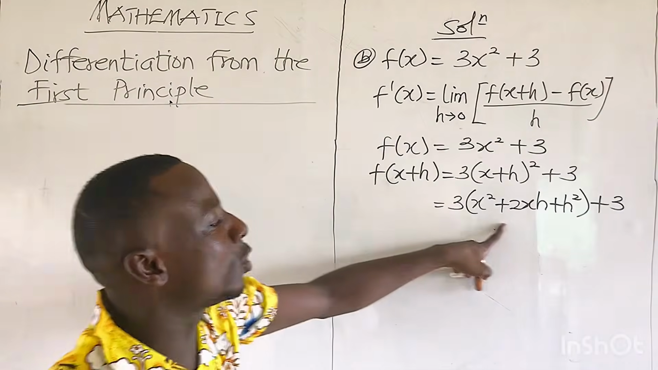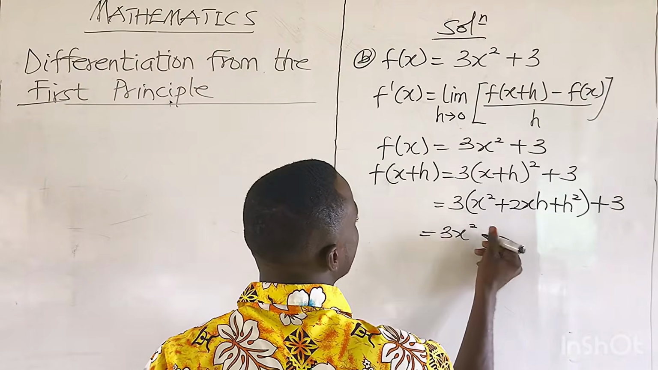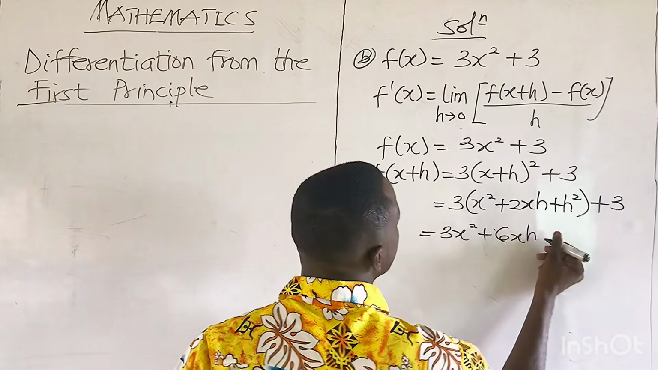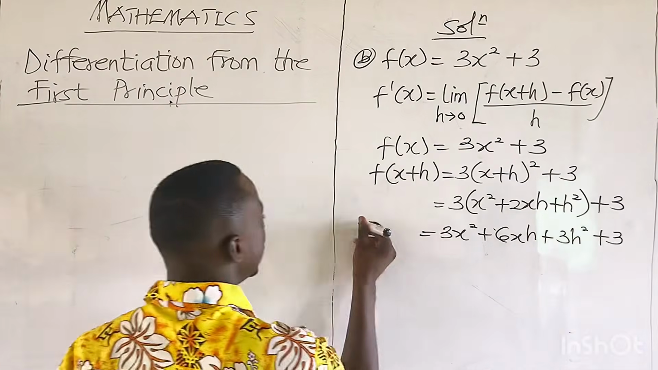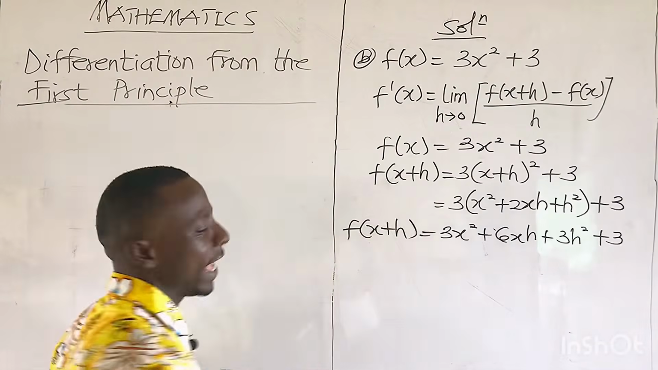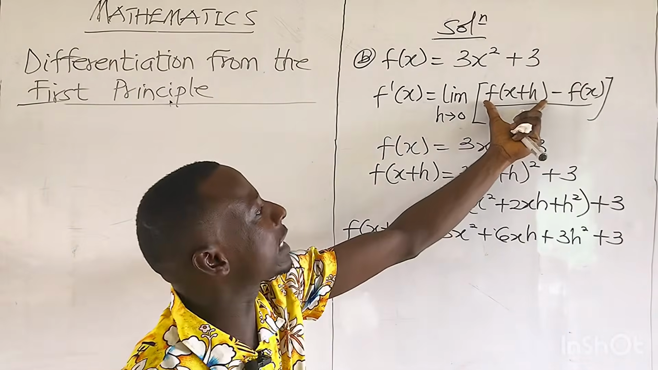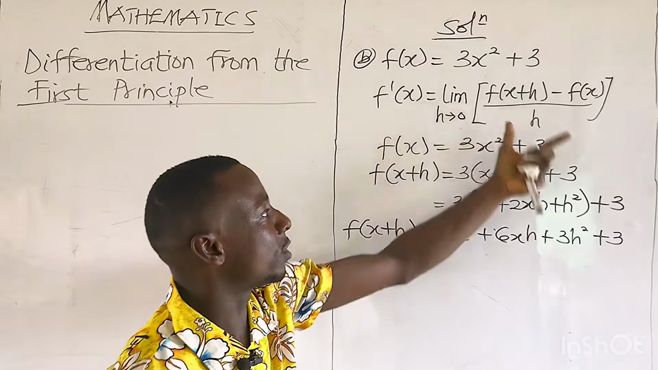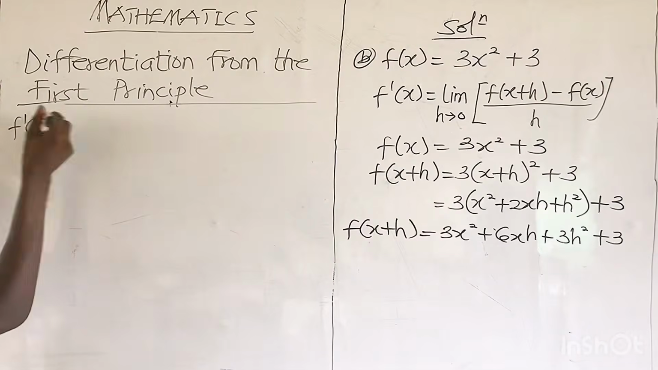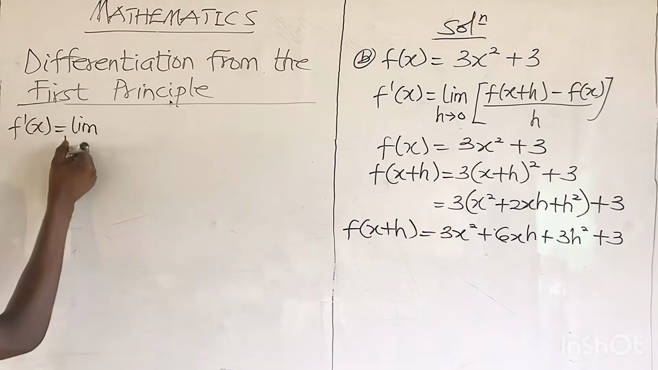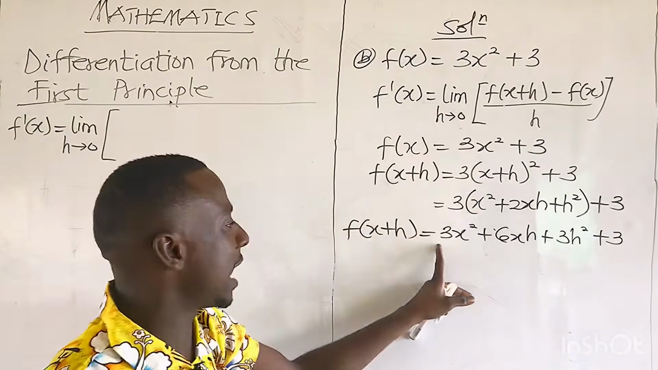When I get here, I need to multiply through by 3. So I have 3x squared plus 6xh plus 3h squared plus 3 to be f of x plus h. Since I have this whole expression, I will substitute here so that we can continue with that. So in f prime of x equal to the limit as h approaches 0, I have f of x plus h, and that is the whole thing here.